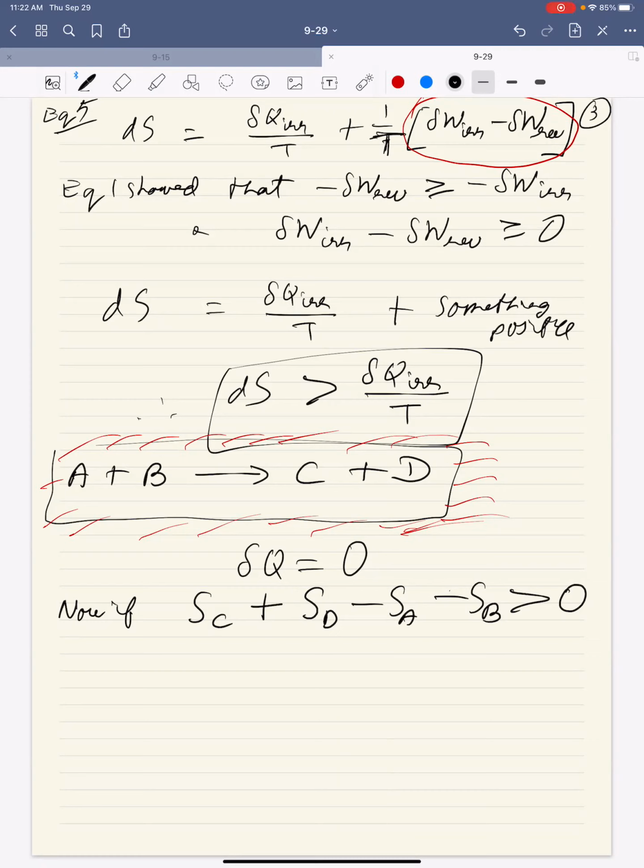So in other words, and I'm going to state this because this is so important, dS is equal to delta Q reversible by temperature.